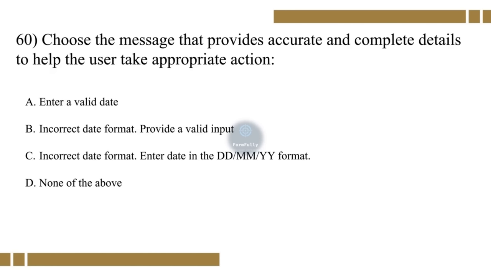Question 60. Choose the message that provides accurate and complete details to help the user take appropriate action. Option A. Enter a valid date. B. Incorrect date format. Provide a valid input. C. Incorrect date format. Enter date in DD MMYY format. D. None of the above. And the correct option is C.